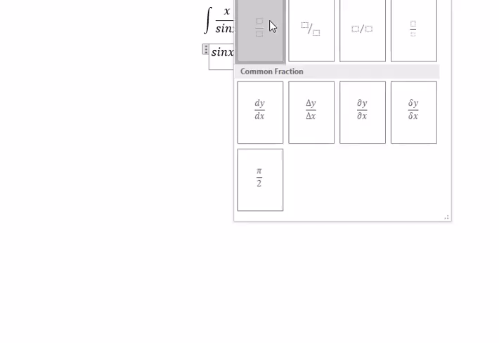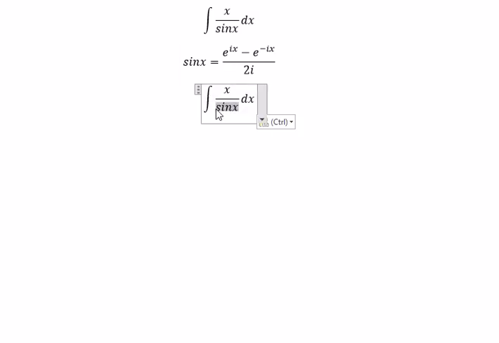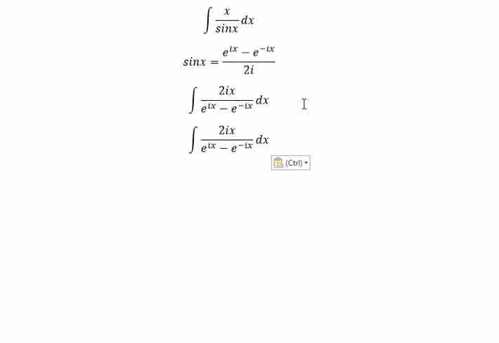We need to change sin x into (e to the power of ix minus e to the power of negative ix) over 2i. So we put this one in the sin x, and you will get e to the power of ix minus e to the power of negative ix, and we have 2i in here. Later we put 2i outside because that is just a number.